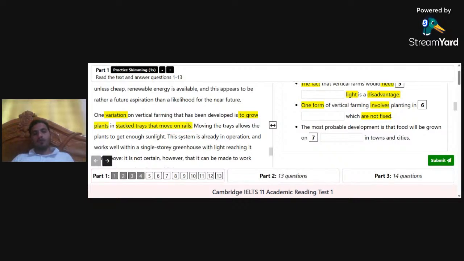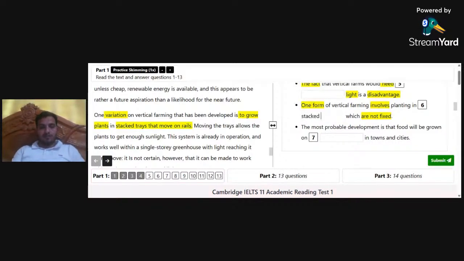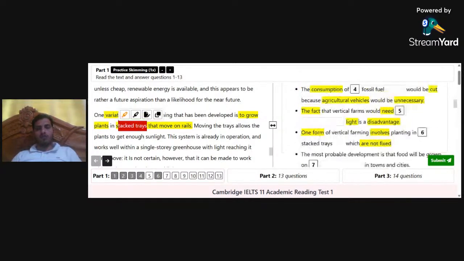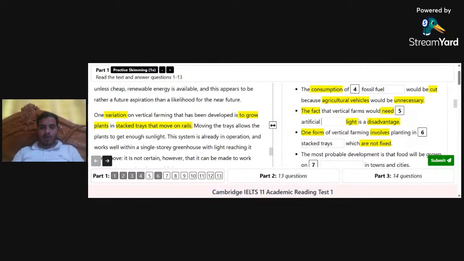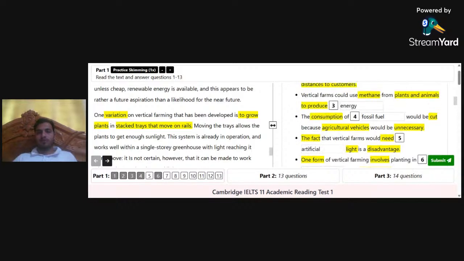Moving on rails. What are not fixed? Stacked trays. Again, look, which are. There is a plural, so you will go for the plural. Artificial. So you don't have to write artificial light. If you write artificial light, it would be wrong. Light is already mentioned, so you will just use one word.